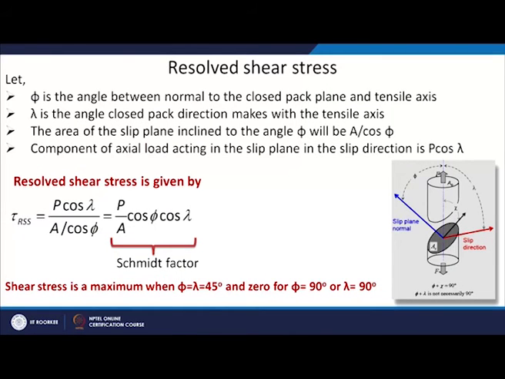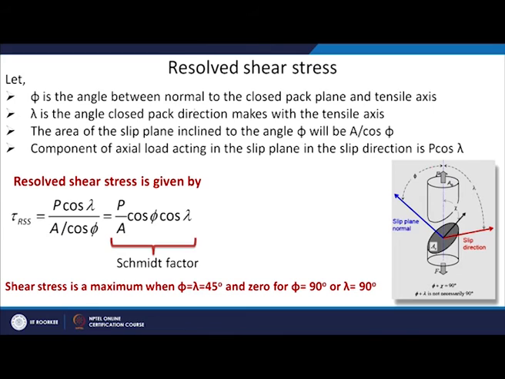Okay. So, first we will resolve the shear stress. So, now we are resolving the shear stress here. So, let phi be the angle between the normal to the close pack plane and the tensile axis. So, this is my plane. Okay. Now, this may not be at 45° to the principal plane, principal direction, but it is making some angle with the tensile axis, and that I am calling phi.